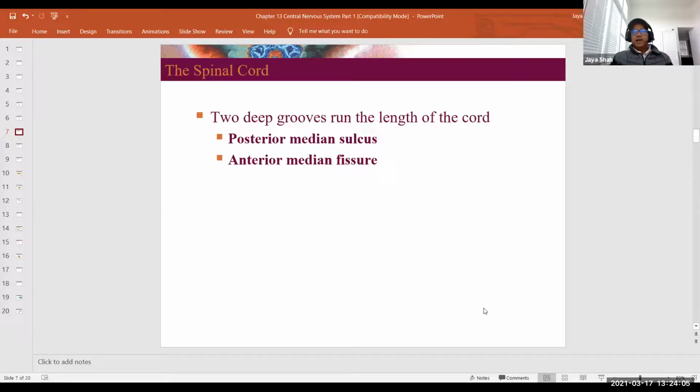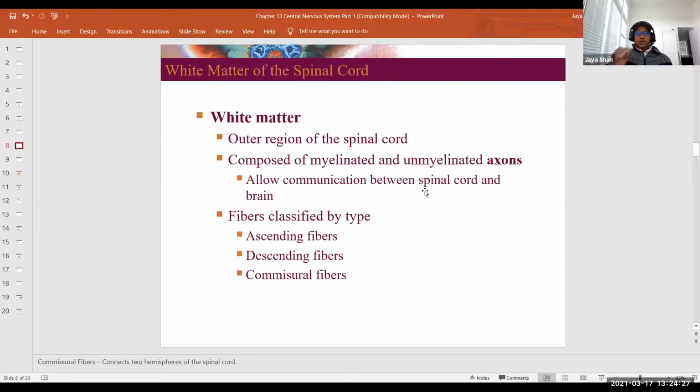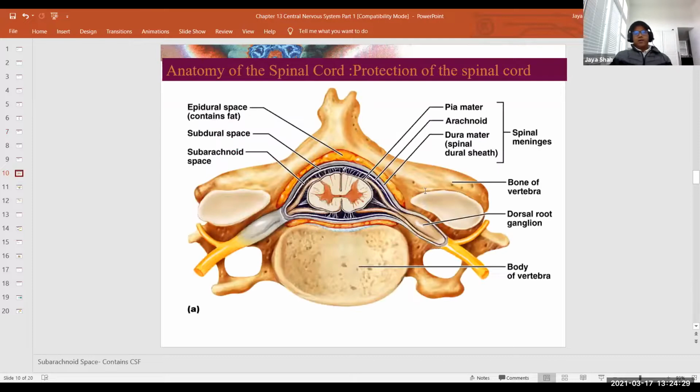Okay, let's see the diagram of the spinal cord now. So if you cut the spinal cord at any level, like thoracic level, lumbar level, you're going to see the internal structure of the spinal cord. Okay, so the spinal cord has a posterior median sulcus and an anterior median fissure. So let's see the transverse section of the spinal cord. This is the posterior because the spinous process is posterior and the body is anterior.